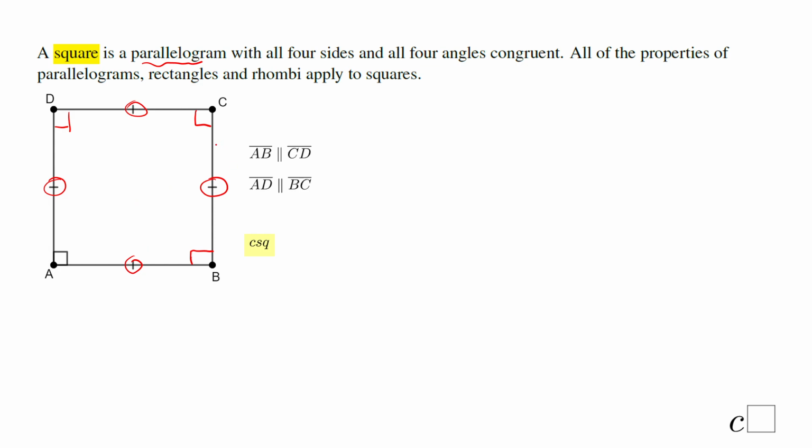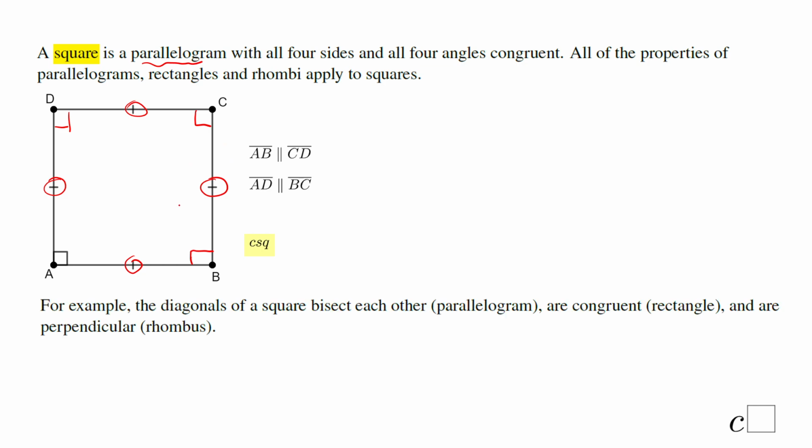So all the properties of parallelograms, rectangles and rhombi apply to the square. So for example, I said here the diagonals of a square bisect each other. If you remember, that is a property of the diagonals of a parallelogram. The diagonals in a square are also congruent because, like I said, a square is a rectangle, so the diagonals are going to be congruent, and also the diagonals are perpendicular because a square is also a rhombus.